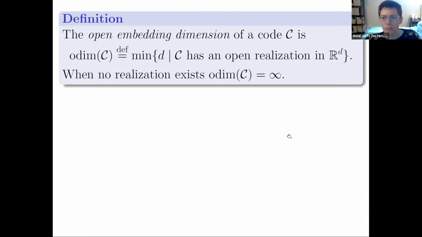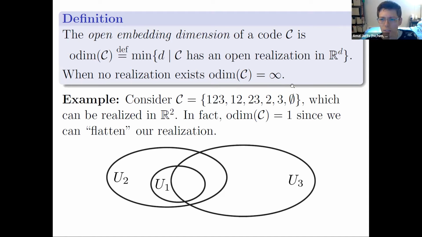And I want to give myself a little structure to think about this question of how I can draw these realizations. So the quantity I'm going to use is called open embedding dimension. This is just if you hand me a code, what realizations can I find? What's the smallest dimension I can find a realization using convex open sets in? And maybe I can't find one, in which case I'll say, just by convention, this number is going to be infinity.